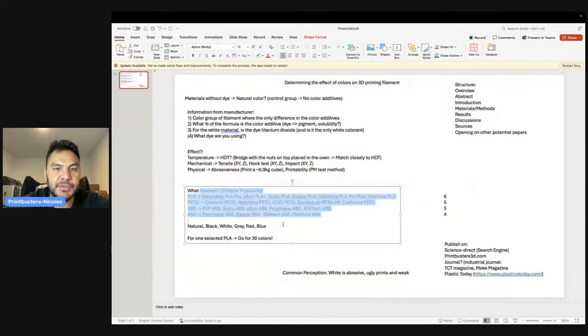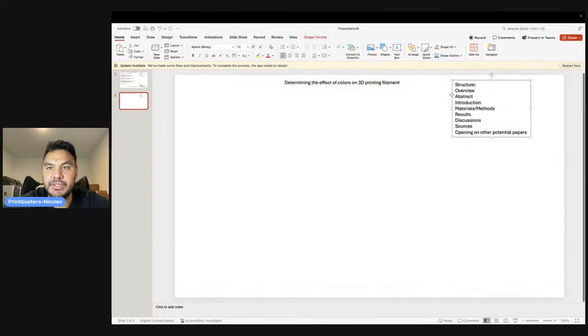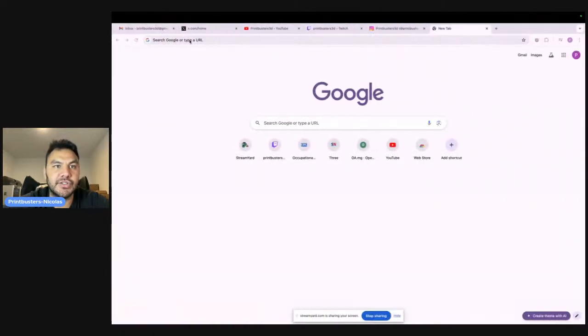And then we had a few filaments that we wanted to go for: PLA based, PETG based, ABS based, and ASA based, and then natural, black, white, gray, red, and blue. So that was the idea, right? This is what we talked about last time. Today I want to stay on this, but I want to do a little bit of research on what has been done already when it comes to the research behind how colors affect 3D printing filament performance, right? So that's the summary of what we're going to do today.